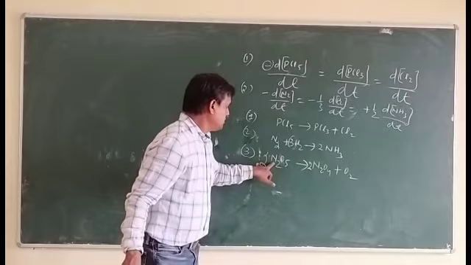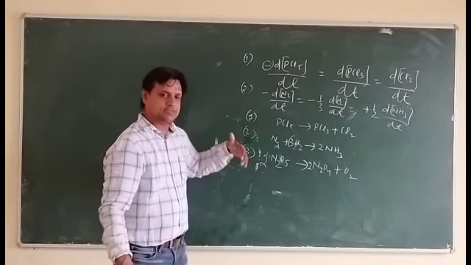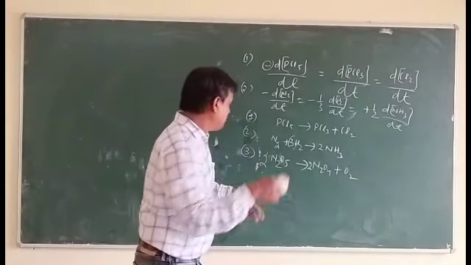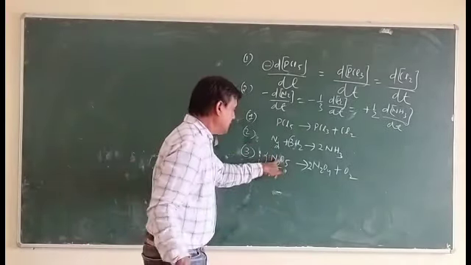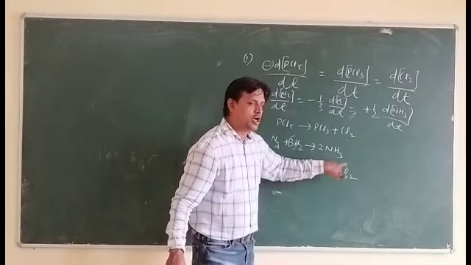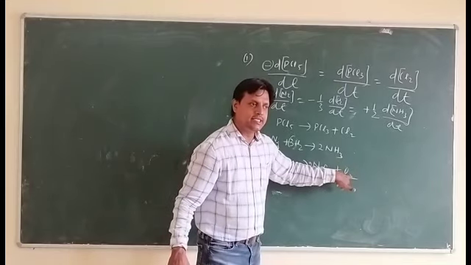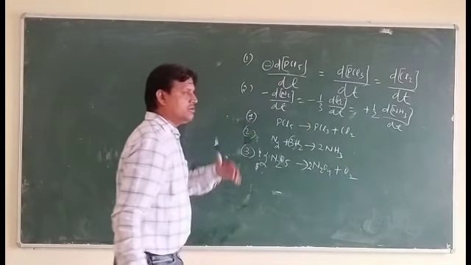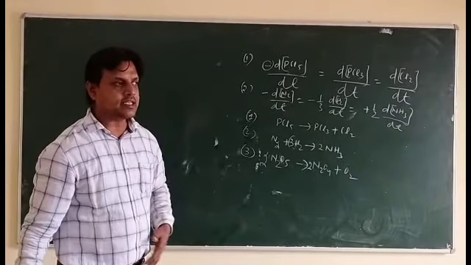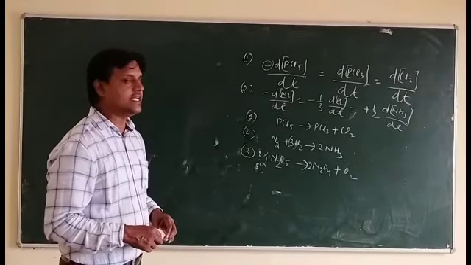Okay, for 2N2O5 you can express minus half d of N2O5 by dt, plus half d of N2O4 by dt, and plus d of O2 by dt. So in this way we can express the differential rate expression of different reactions.